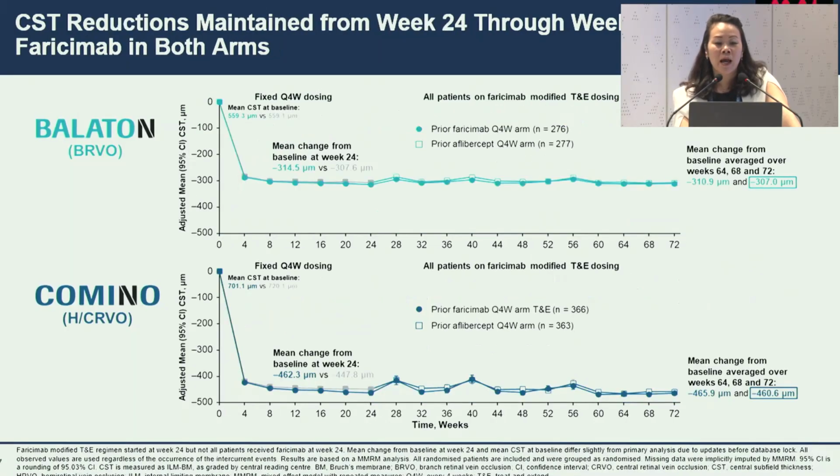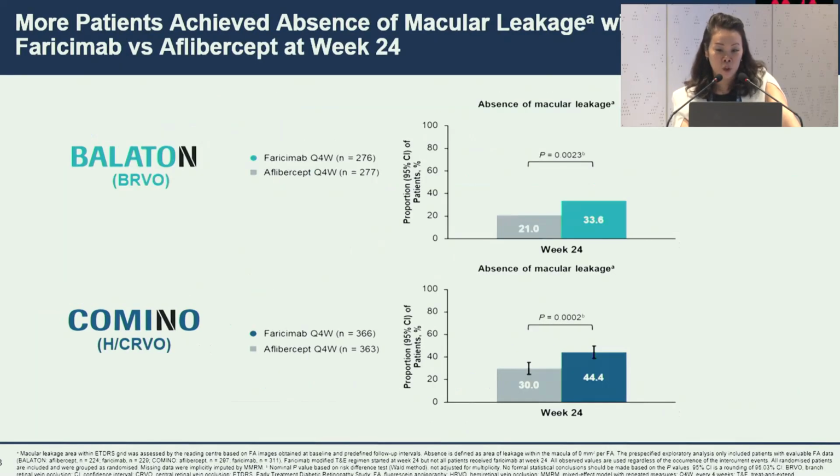and extend dosing. And similarly for the CST reductions, you can see even after one injection, a dramatic decrease in CST, and this is maintained throughout the study time of up to 72 weeks, even in the treat and extend portion. And when you want to look at the difference anatomically, the nice thing is in this trial we had fluorescein angiography data, and you can see from the first 24 weeks when it was a head-to-head with faricimab and aflibercept, a lot more faricimab patients had the absence of macular leakage after 24 weeks, which is 33% in Balaton and about 44% in Comino.